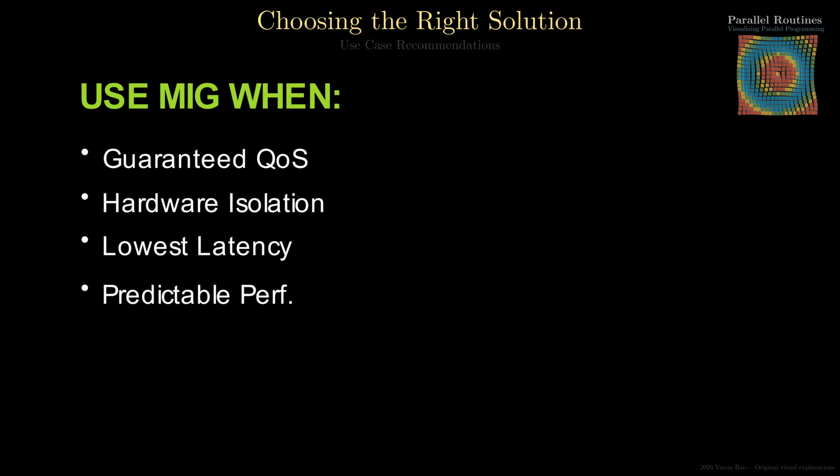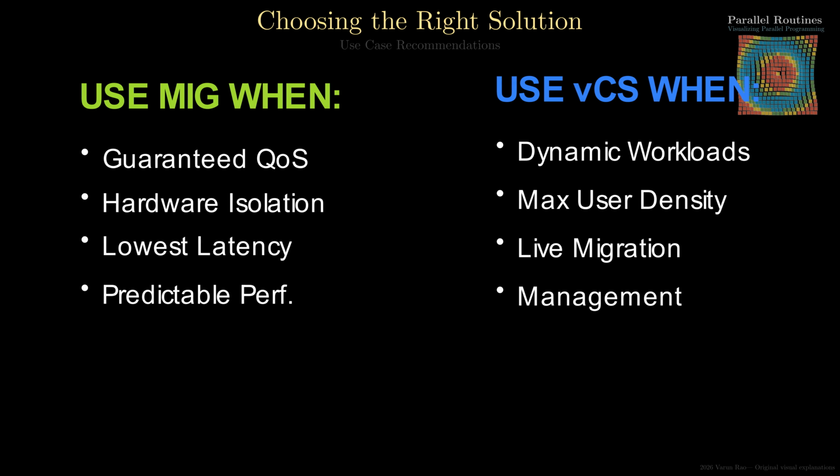MIG is typically used in environments that require predictable performance and strong hardware isolation between workloads. It is suited for multi-tenant deployments that prioritize fault isolation and consistent latency. VCS is commonly applied in scenarios with dynamic workloads, where flexible sharing can improve overall utilization. Both approaches can be combined to balance isolation, efficiency, and operational management.